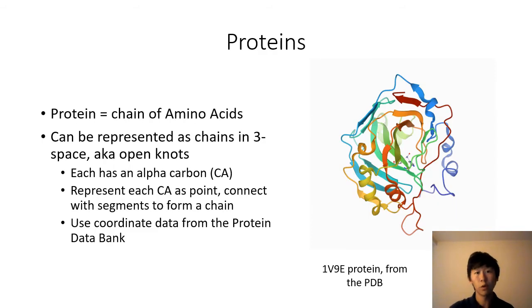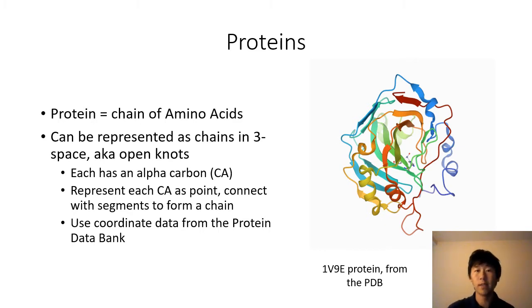We will now discuss how proteins can be modeled as open knots. So proteins are chains of amino acids, and each amino acid has a central carbon atom known as the alpha carbon. We can represent any protein as an open knot by replacing each amino acid with a point at the alpha carbon and connecting all of those points together. We use coordinates from the Protein Data Bank in order to define this structure. Then we can perform calculations on that structure to measure its complexity.